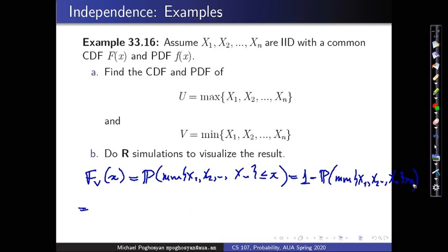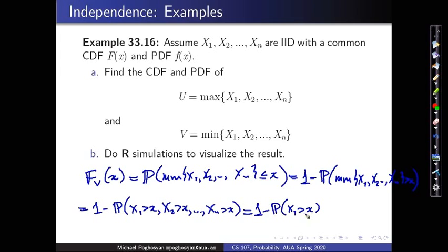If the minimum is larger than x, that means that all of them are larger than x. Now I can separate that. So all of them are larger than x means x1 is larger than x, and x2 is larger than x, and so on, xn is larger than x. So I will have 1 minus the probability that x1 is larger than x. Here I'm using independence, times the probability that x2 is larger than x, etc., times the probability that xn is larger than x.